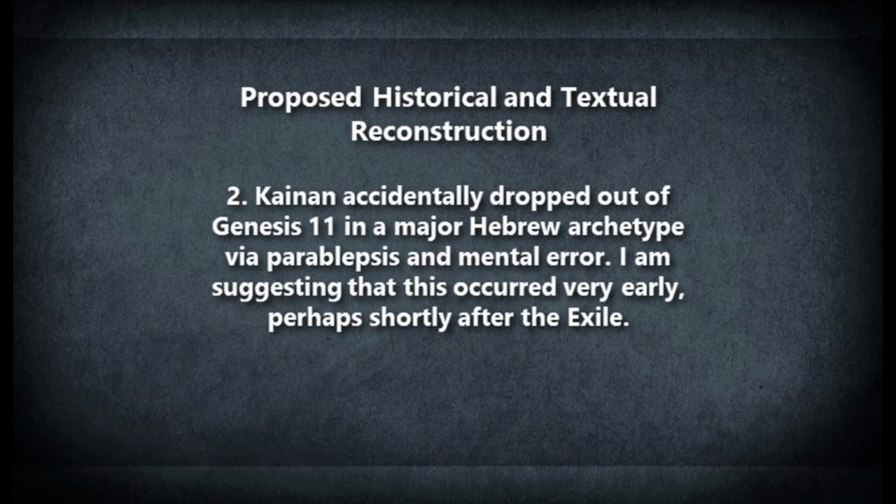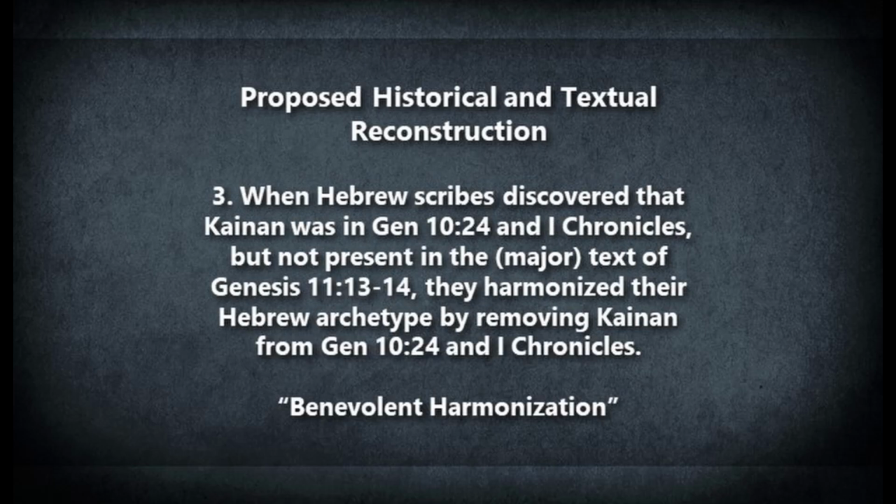And then to compound things, the only way to account for Genesis 10:24 and 1 Chronicles is to surmise that when they discovered that Kanan was missing in Genesis 11, they harmonized the text. It's really the only way that I think it could have happened, because you can't say that Kanan fell out of all these verses by accident. That's just not a feasible idea. But we would call this benevolent harmonization. That is a phenomenon in scribal activity. Again, I admit we can't prove this, but it could be the explanation for why Kanan fell out, and then it was harmonized internally by scribes in the other texts.